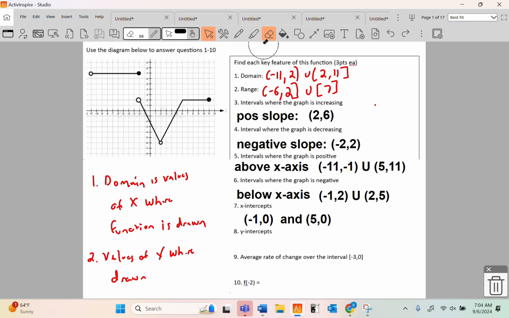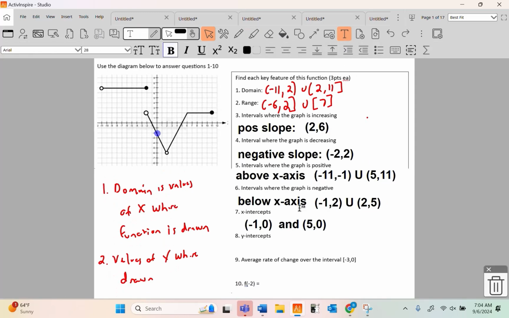I just don't believe that that's a skill that people can't grasp. Y-intercept is right there. It crosses the y-axis. That's at (0, -2). We're talking about the ordered pair.